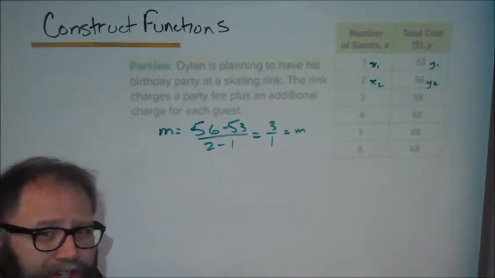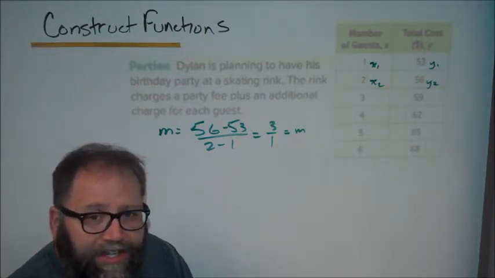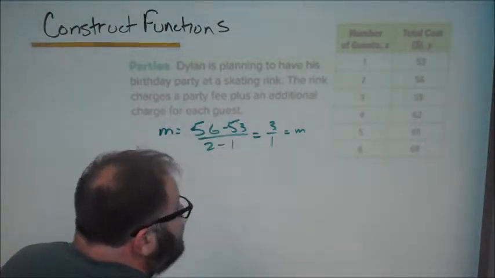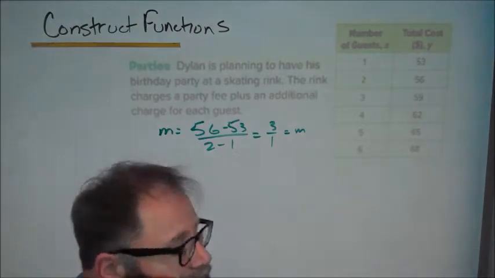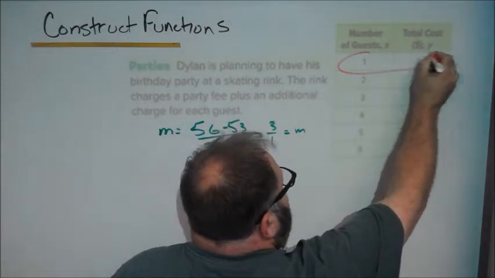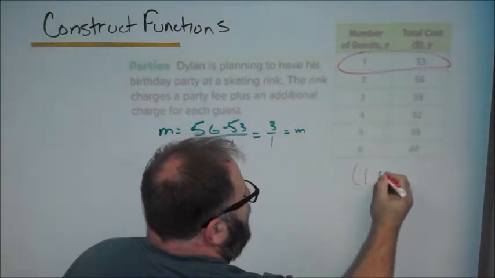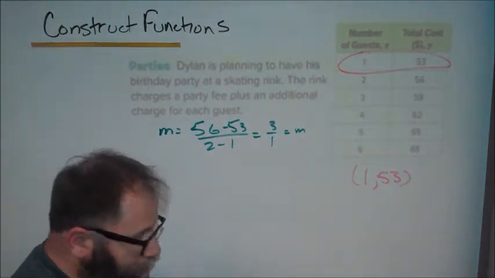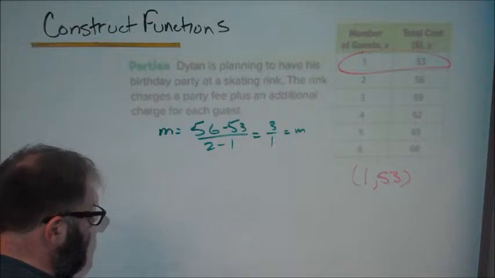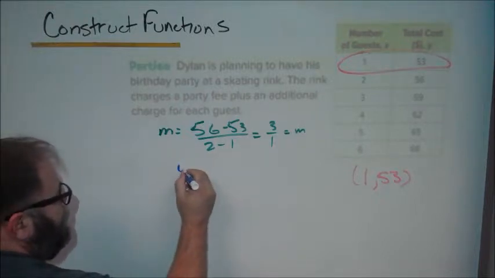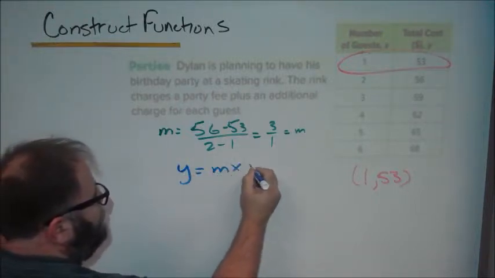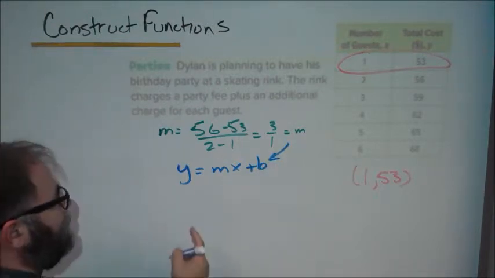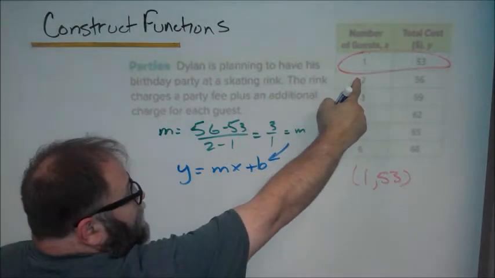And then to figure out what the initial value is, let's use the rate of change and one of the points that we're given, and we'll use the first one. That seems the least complicated. Let's use this point right here. That would be 1 comma 53. And to do that, we're just going to write out our slope-intercept form. y equals mx plus b. b is what we're trying to figure out here. That's the initial value. And from that, let's just put these pieces in here.